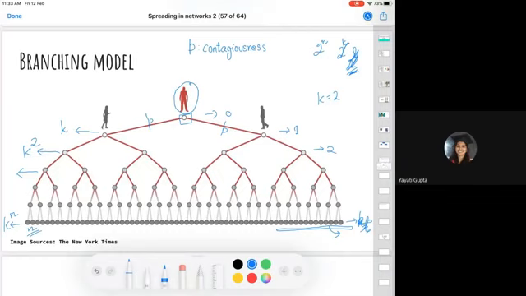So this person here, at the root, is infected. What is the average number of infections he produced? At level 0, there is one person who is infected. What is the expected number of people who will be infected at level 1?